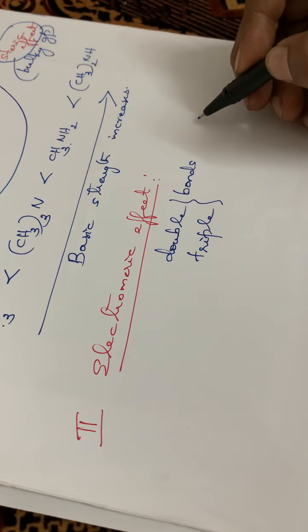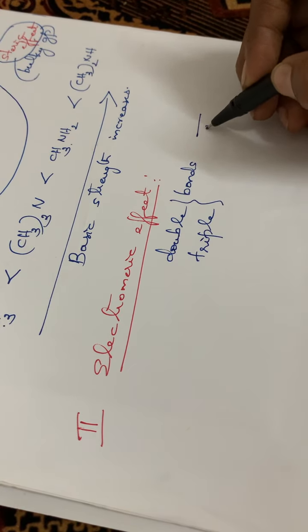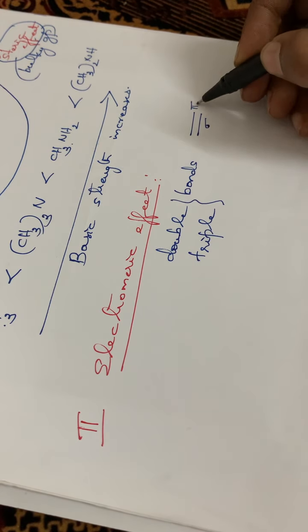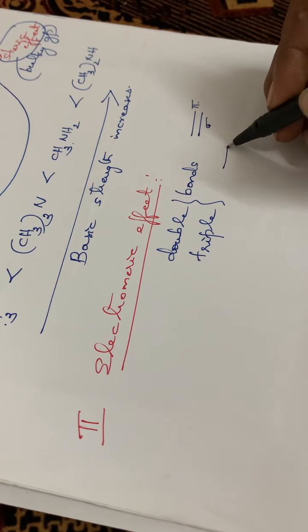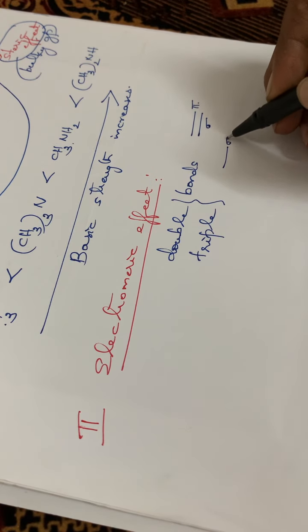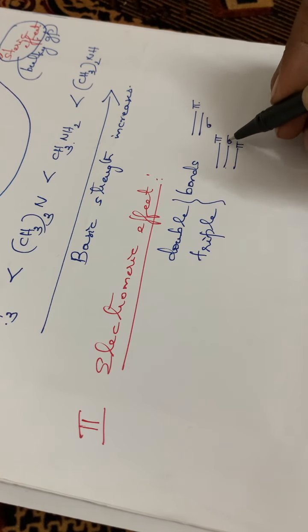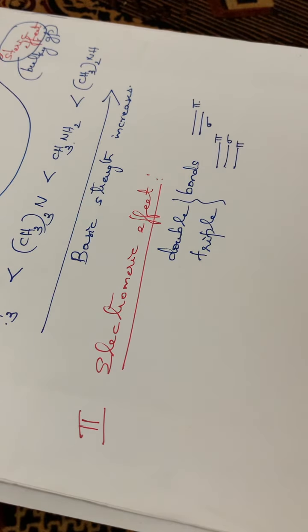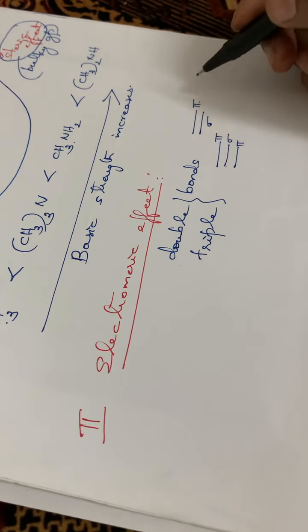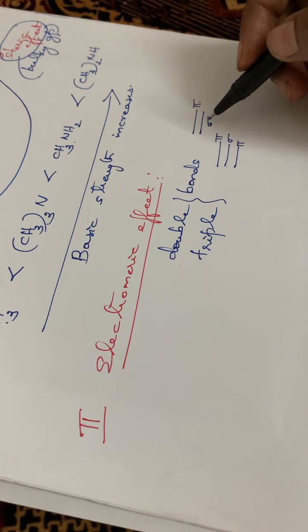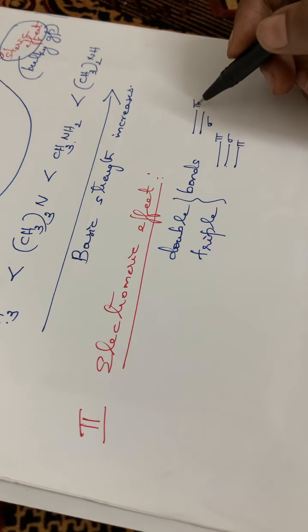Normally a double bond means it will have a sigma bond as well as a pi bond, one sigma bond and one pi bond. And a triple bond means it will have one sigma bond and two pi bonds. So normally this pi bond is very easy to break down. It is comparatively a weaker bond when compared with the sigma bond.